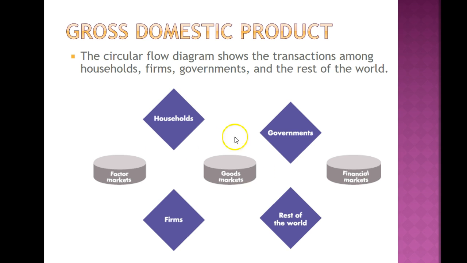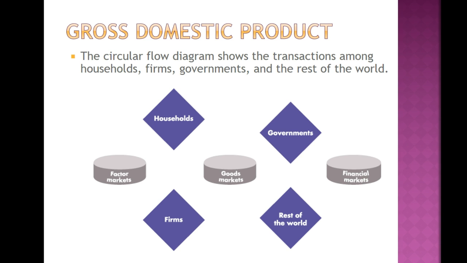What you'll see here are the entities, so households, firms, rest of the world, and governments. It literally means what it says. When we mean firms, we probably mean businesses, things like that. And in the middle here, you'll see factor markets, goods market, and financial markets. So we're going to explain this as we go through, but just add them on.